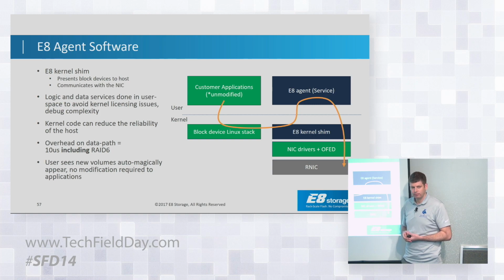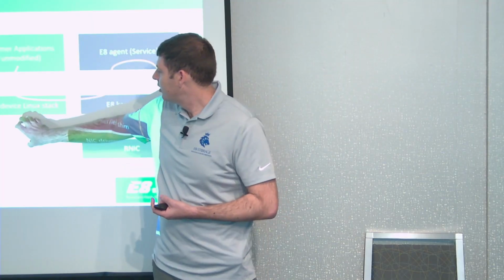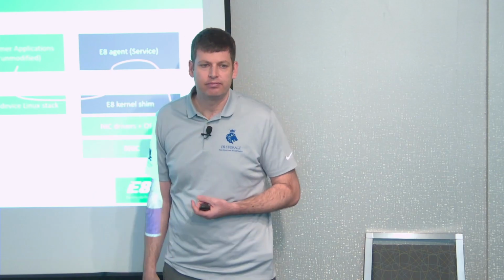Where's that 10 microseconds exit? Is that the time to when you pass the packet to the RNIC, or is that the total? We just measured the difference from if you use an NVMe drive here. Okay, instead of this. So that's the total overhead. Yeah. Including transit.